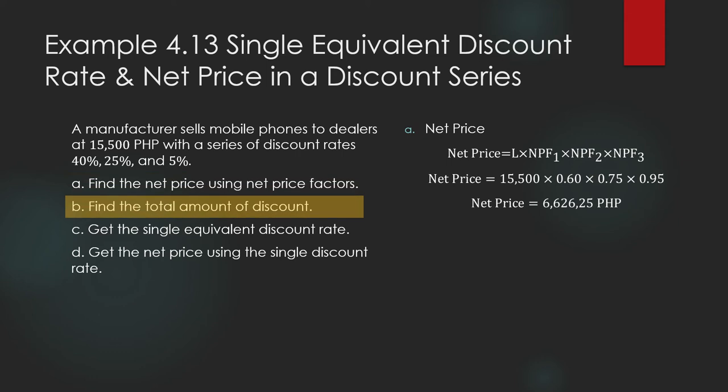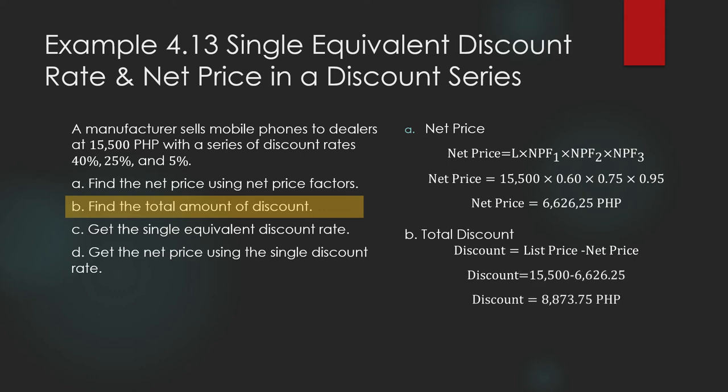Let us do the second one. Find the total amount of discount. So, the total amount of discount is just equal to the list price minus the net price. Okay? That is the amount of discount, and that is equal to 8,873.75.